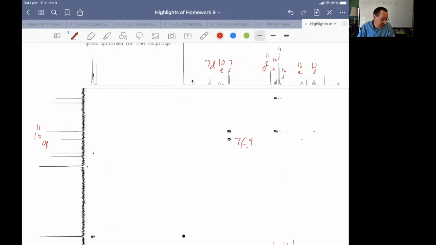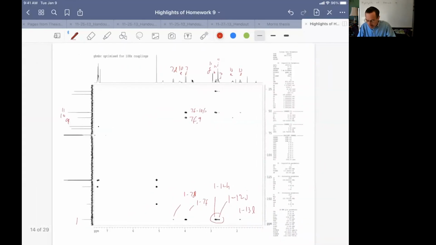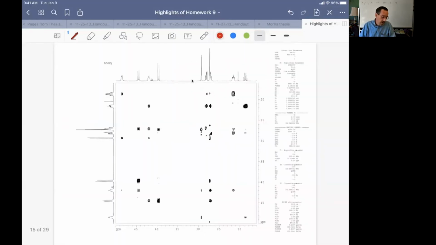So we've got to deal with the ambiguity. 7F is going to cross with either 10 or 11, or potentially both, but we just can't tell which one it is. Anyway, so this is a start. This is a little bit of a preview on this problem. I guess I want to take you through one other thing here, and that is the NOESY, which is really, really nice, particularly when we get to stereochemistry and conformational analysis.